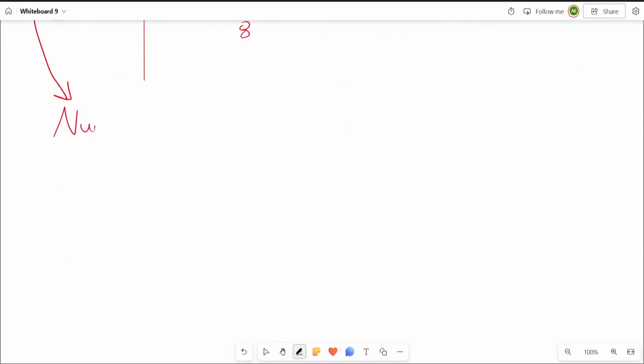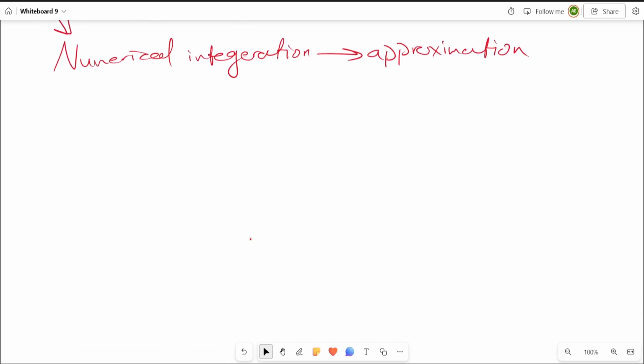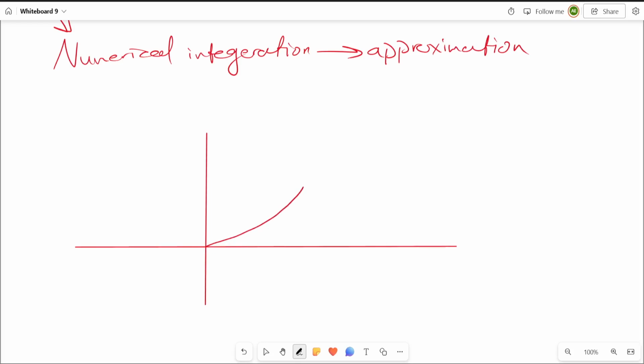So numerical integration is basically an approximation of the area under the graph. So it's an approximation of the value of the integral. Okay, so let's see how we can do that. First of all, let's redraw our curve from 0 to 8. So it looks something like this.